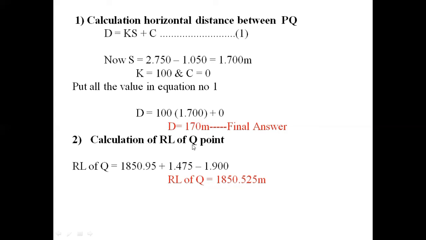Then the calculation of the RL of point Q. Therefore, the RL of Q is equal to the RL of point P plus height of instrument minus middle hair reading. Therefore, the RL is equal to 1850.95 plus 1.475 minus 1.900. Therefore, the RL of Q is equal to 1850.525 meter. That is the final answer for the RL of Q.